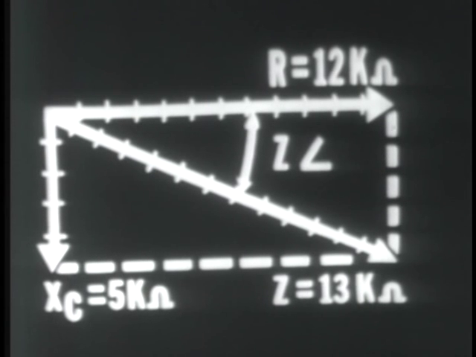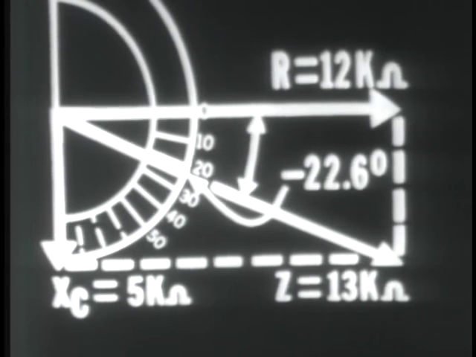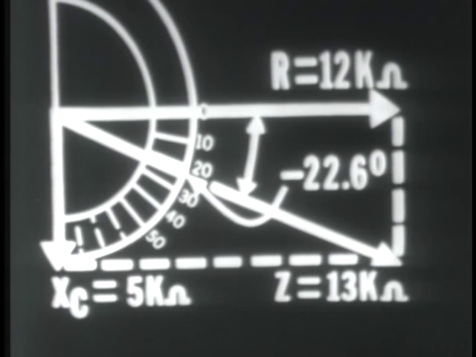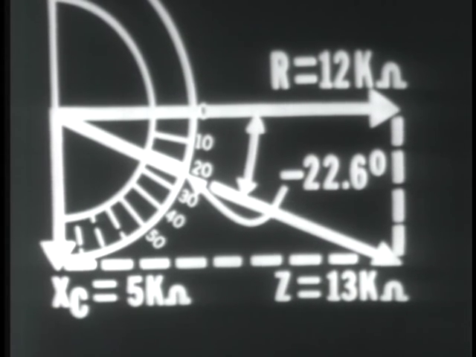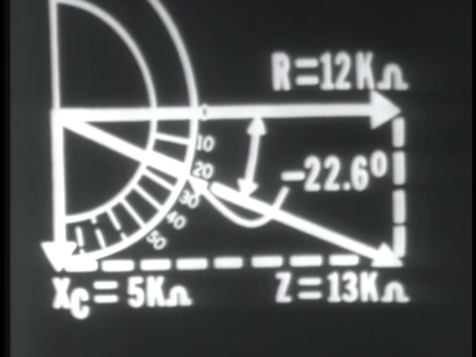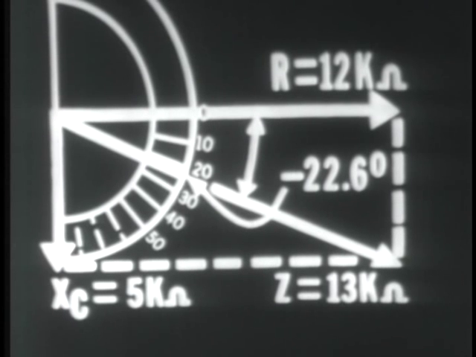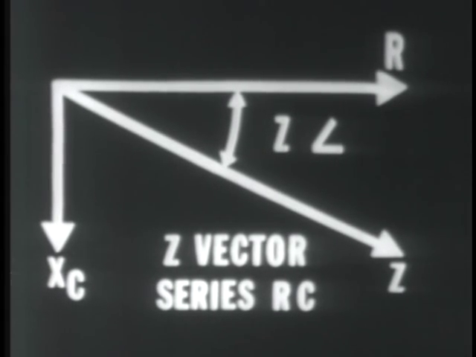And we can measure this angle with a protractor. Accurately reading our protractor, it would read 22.6 degrees. Note, I have a negative 22.6 degrees indicated here for our impedance angle. Remember, our impedance vector has been rotated clockwise, which would give us a negative direction or a minus angle. So our impedance angle is negative or minus 22.6 degrees.